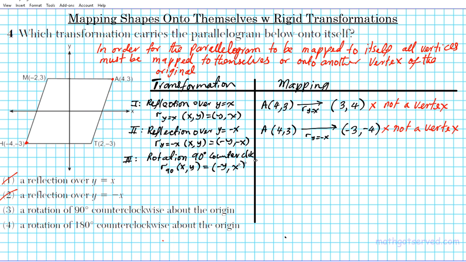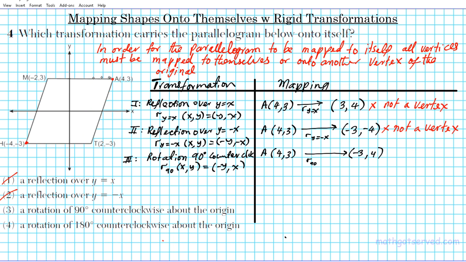Alright, so let's apply this transformation onto point A and see what happens. So point A is 4, 3. If we apply this transformation, which is a 90-degree rotation about the origin, what's going to happen is that we're going to interchange the coordinates, 3, 4, and negate the original y. So it's going to be negative 3, 4.